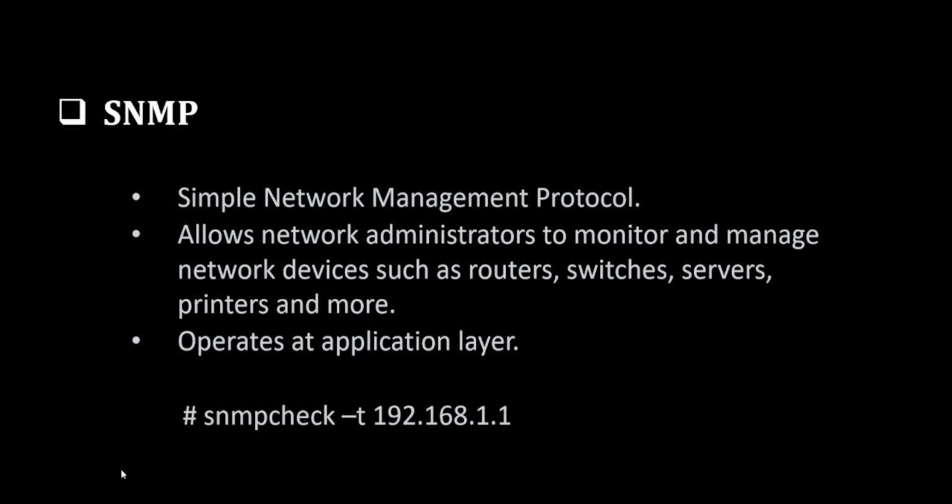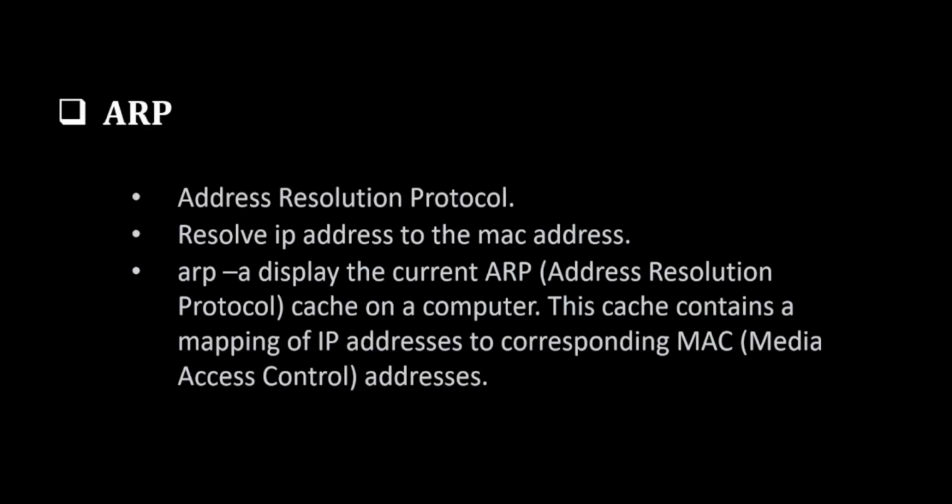That's all. In this lecture, you will learn what is ARP. ARP is Address Resolution Protocol. It resolves IP addresses to MAC addresses. Here we have a command arp -a that's going to display the current ARP cache on your computer. This cache contains mapping of IP addresses to the corresponding MAC addresses. Whenever a device wants to communicate with another device on a local area network, it needs a MAC address.